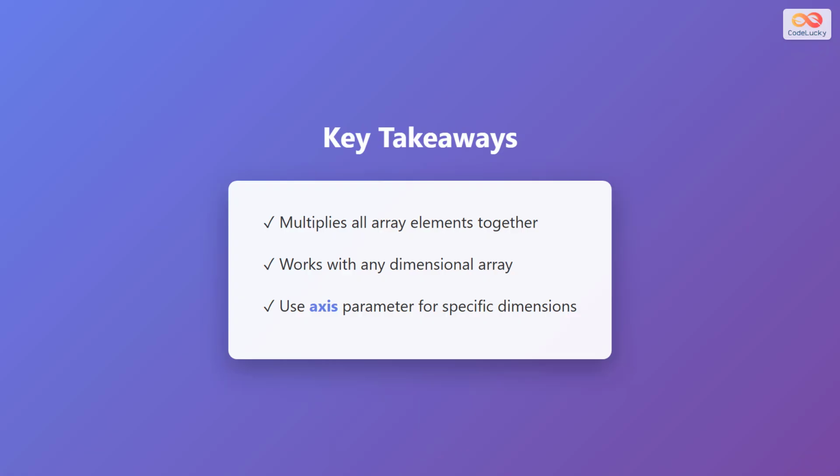Let's recap the key points. Numpy.prod multiplies all array elements together. It works with arrays of any dimension, whether 1D, 2D, or higher. And you can use the axis parameter to calculate products along specific dimensions. This function is incredibly useful for mathematical operations and data analysis tasks.